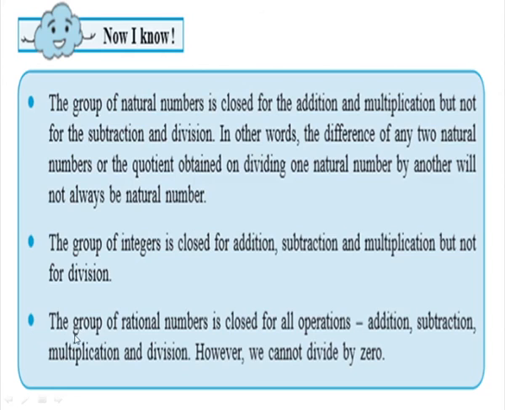At last, the set of rational numbers is closed for all operations: addition, subtraction, multiplication and division. That is, when you add any two rational numbers, the sum is a rational number. When you subtract any two rational numbers, the difference is a rational number. When you multiply any two rational numbers, the product is a rational number. Also, when you divide one rational number by another, the quotient is a rational number. But for division, there is the condition that we cannot divide by 0.